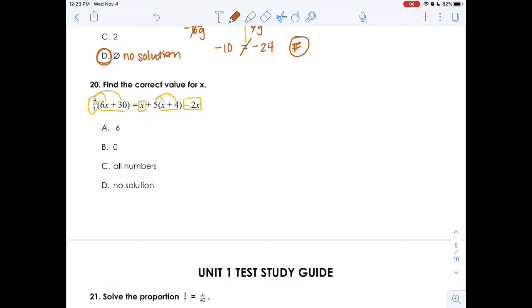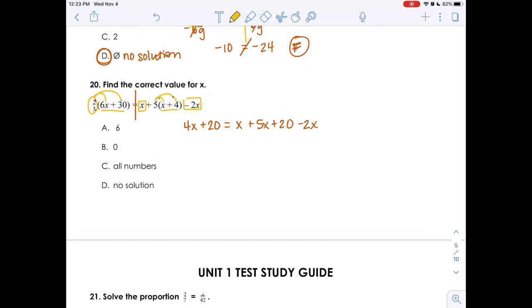When we're multiplying fractions, we multiply the numerator times the coefficient. 2 times 6 is 12, and then I divide by whatever's on the bottom. So 2 times 6 is 12, divided by 3 is 4. You could also plug that in your calculator, 2/3 times 6, and you get 4. And I keep the x. Again, I'm going to do 30 times 2, which is 60. 60 divided by 3 is a positive 20. Equals, drop down my x, plus 5 times x is 5x. 5 times 4 is a positive 20. And then I'm going to drop down this negative 2x.